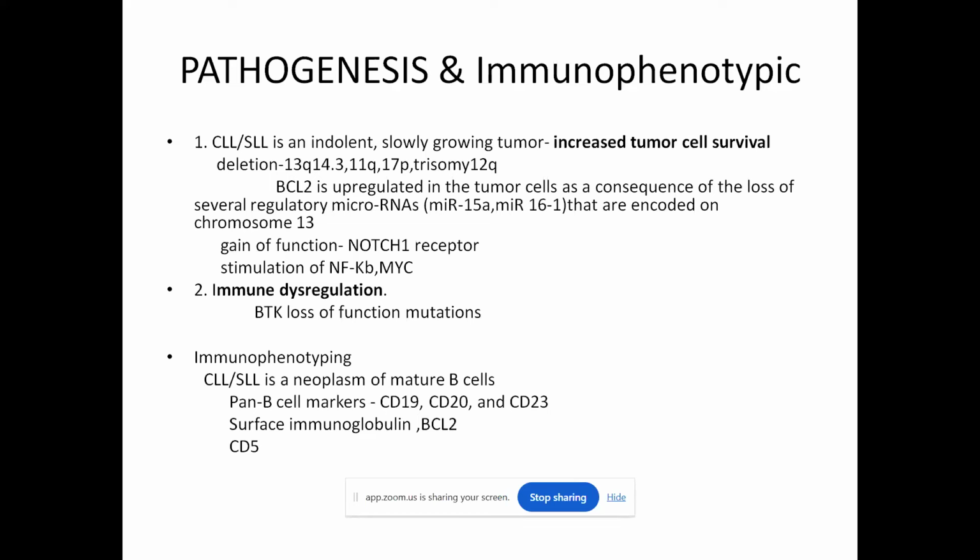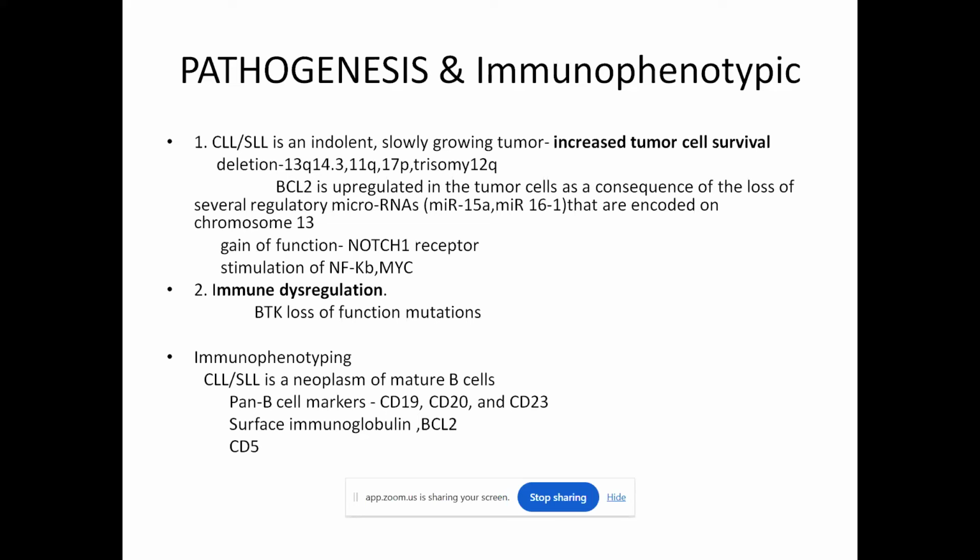Also, gain of function of the Notch1 receptor and NF-kB, MYC pathways will be stimulated to produce more amounts of cells. And BTK gene loss of function mutations produce immune dysregulation. So all these genetic abnormalities produce the CLL/SLL. So it is a B cell neoplasm.